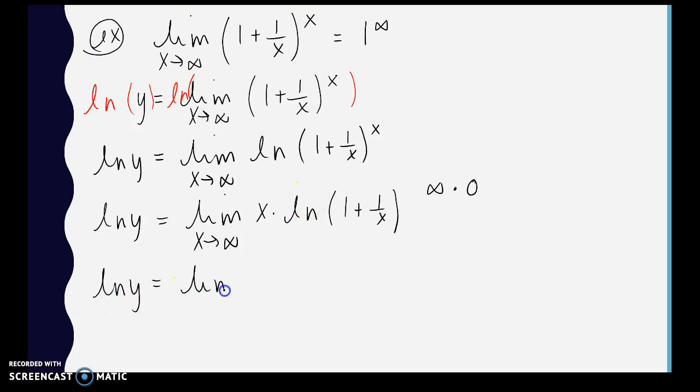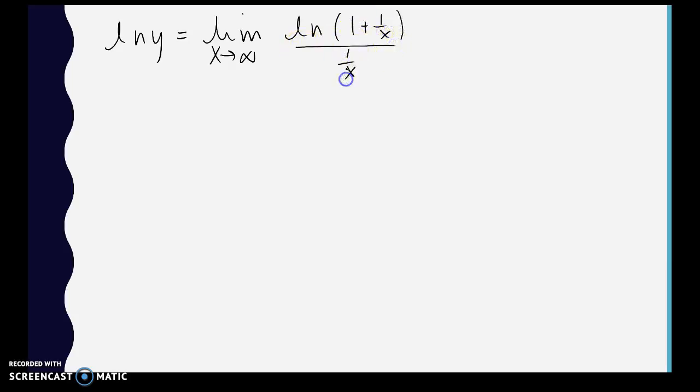So I have the natural log of y equals the limit as x approaches infinity. So now I'm going to use that multiplying by x is really dividing by 1 over x. Okay, so let me put this on the next page. So I have the natural log of y equals the limit as x approaches infinity, natural log of 1 plus 1 over x, all divided by 1 over x. So now when I look at direct substitution, I get the natural log of 1 on the top, which is 0. The limit as x approaches infinity of 1 over x is 0. So now L'Hopital's will apply.